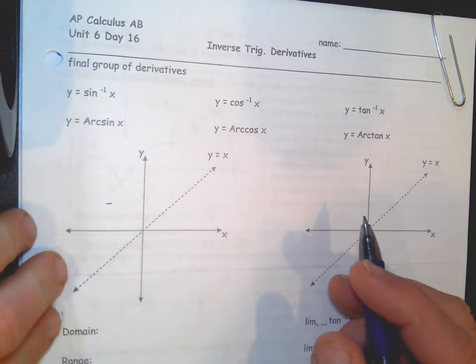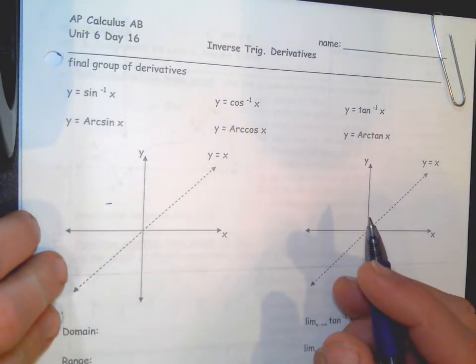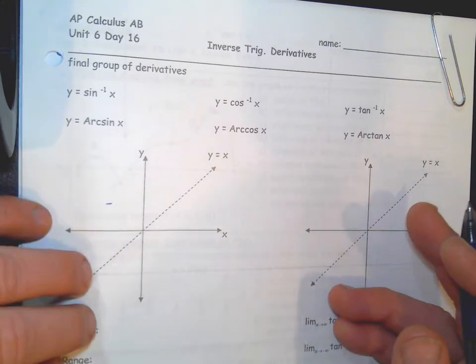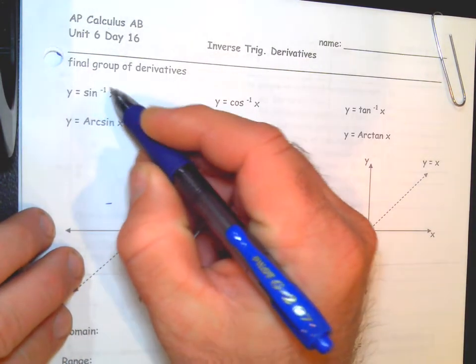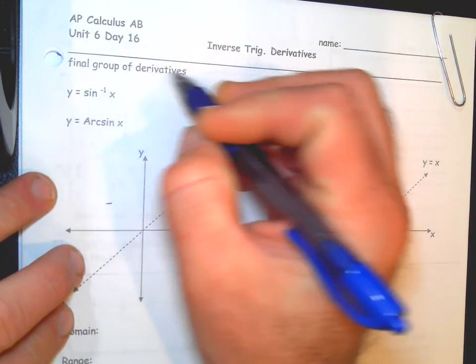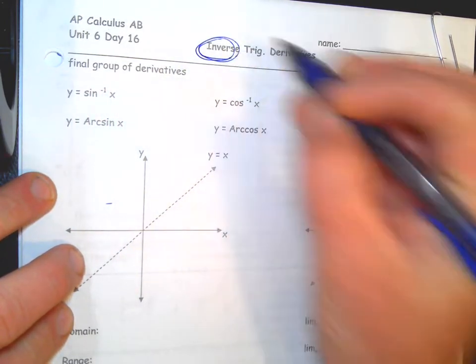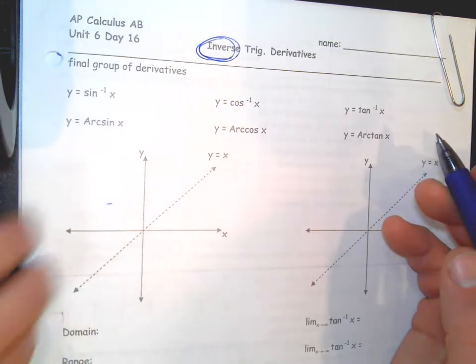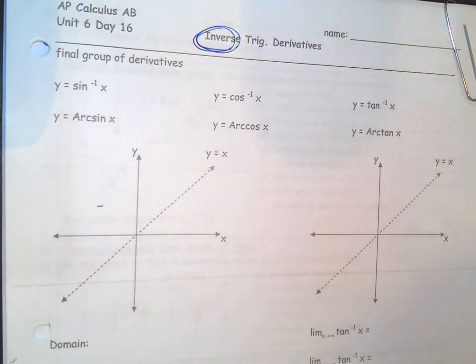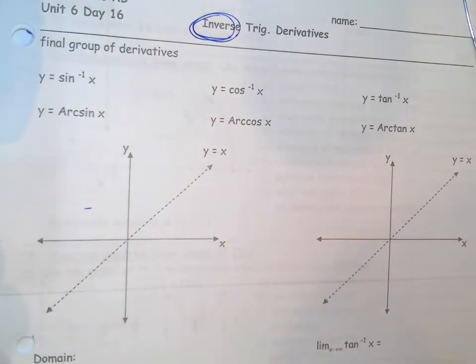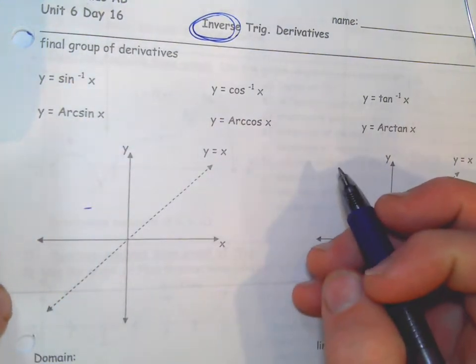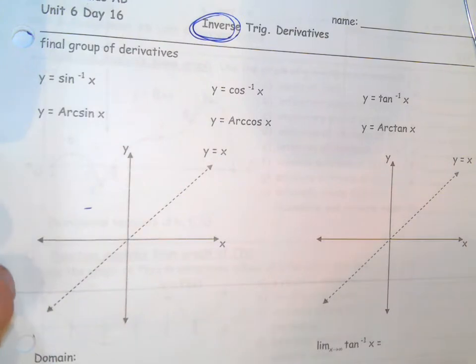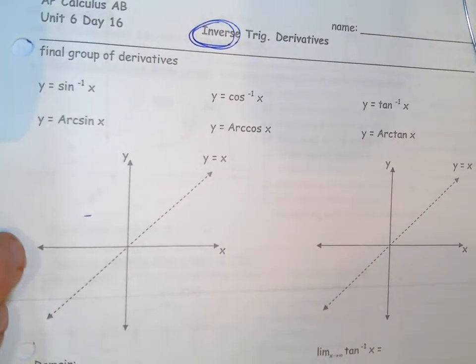Before we get into the derivatives, let's just review what inverse trig functions are and what they look like. You have a little superscript -1. So these are inverse functions of the regular trig graphs, and sometimes they call them arcsine. That means the same thing. So let's do what we've done with other inverse functions and start with the original graph.